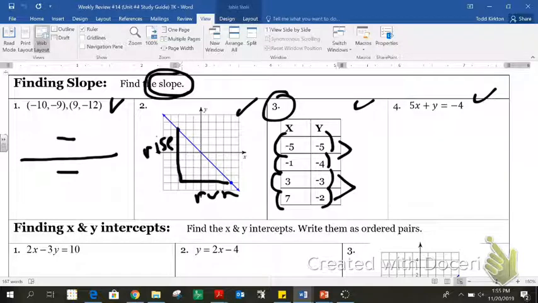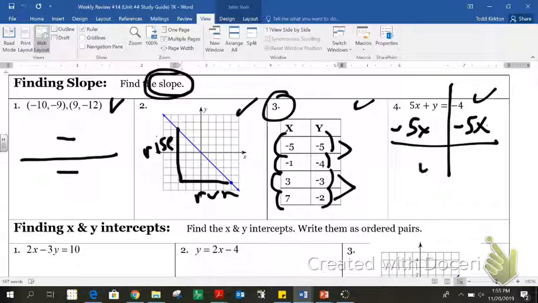Number 4, to find the slope, you need to solve for y. So you get the y alone. Just goes back to that very first thing we talked about. So now you have the slope and the y-intercept. Second part of the test.